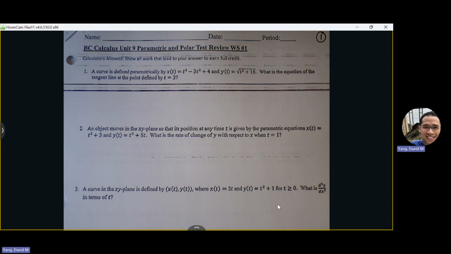So even though you can use your calculator, I do want to see your calculus steps. So I want to see how you're finding the derivative. I want to see how you're plugging in. But obviously, you can use your calculator to speed up your calculations as well.